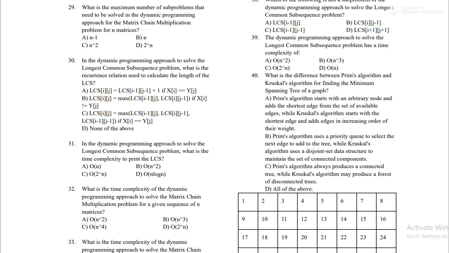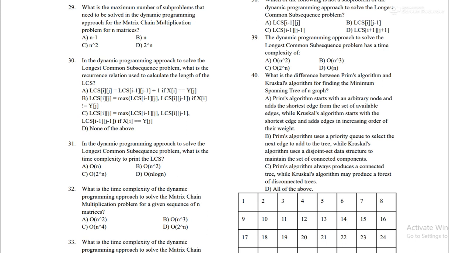Question number 30. In the dynamic programming approach to solve the longest common subsequence problem, what is the recurrence relation used to calculate the length of the LCS? That is, the recurrence relation used to find the length of the longest common subsequence, which is the final solution of our problem. Here the correct option is option B. Option B states LCS of i,j equals max of LCS of i minus 1, j and LCS of i, j minus 1, if the condition x of i not equal to y of j holds.